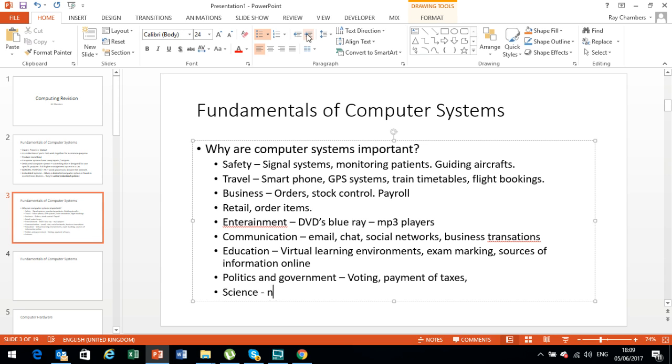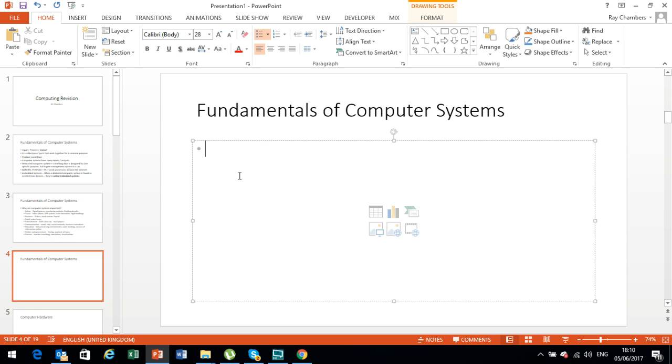Science, number crunching, so in other words, you're looking at stats. Simulations, visualizations. Alright, so there are a number of different areas of where you need to know why we use computer systems.